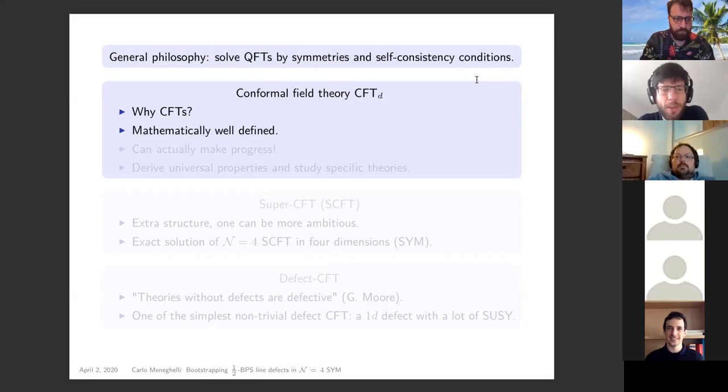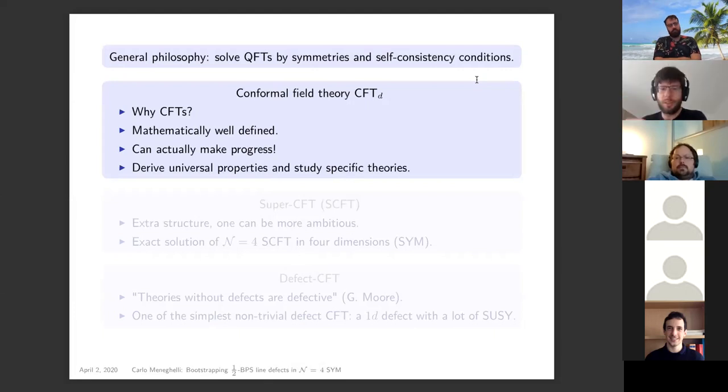But one of the other very appealing properties of conformal field theories is that they are actually mathematically well defined. So they give rise to well posed mathematical questions that we may be able to answer. Another important thing about conformal field theory is that we can actually make progress. So we know we can do many things and we can obtain results. And what are the sorts of questions that we are asking? There are two sorts of questions, which are of course related to one another. One is to derive universal properties of conformal field theories, so something that is, let's say, theory independent, about exploring the space of conformal field theories in various dimensions. And the other question is to study specific theories. So in this talk there will be these two types of questions: one is universal properties and the other is studying specific theories.